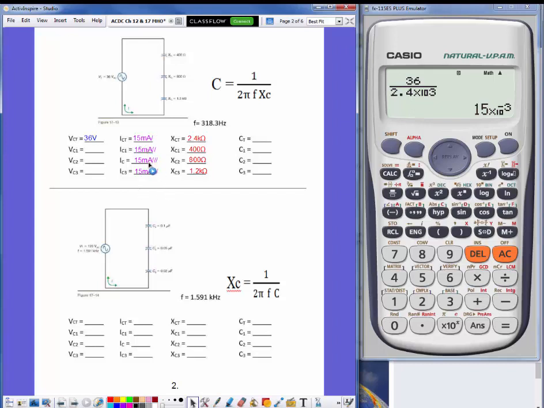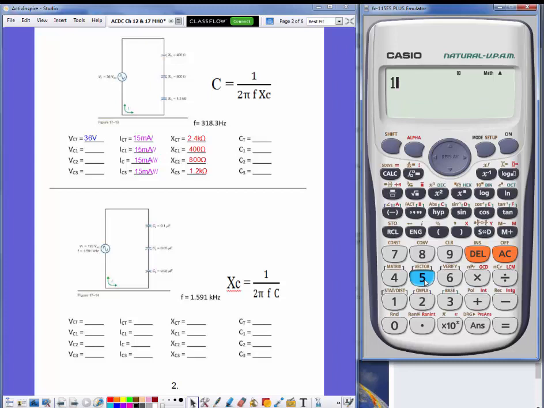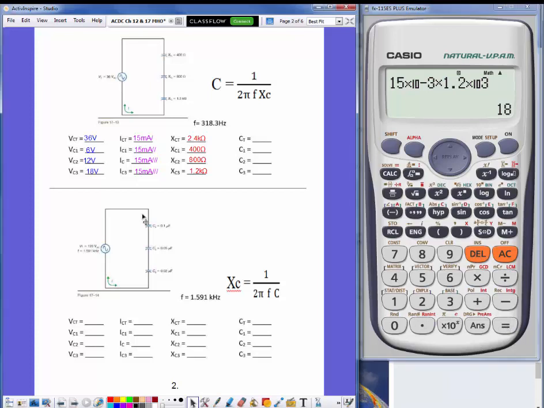Now that I've gotten my current, I can calculate out my voltages. So VC1 is equal to 15 milliamps times 400 ohms, which gives me 6 volts. I'll just do the same thing going all the way down: 12 volts, and finally 1.2 times 10 to the third, 18 volts. I've got all those calculations done.